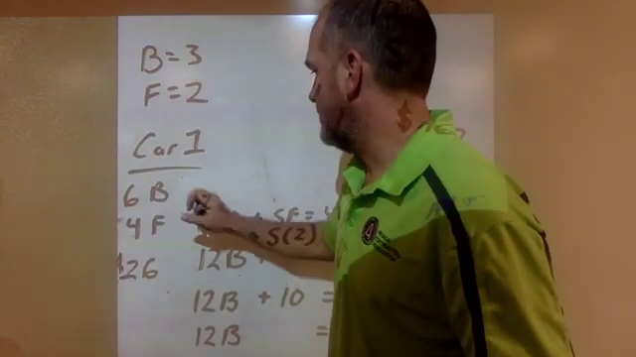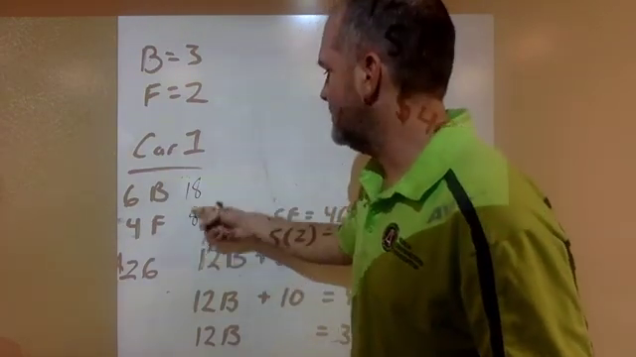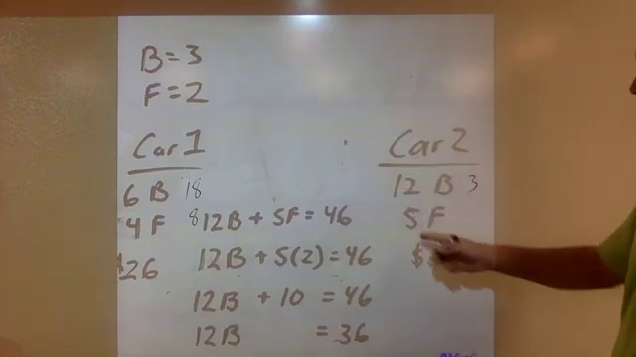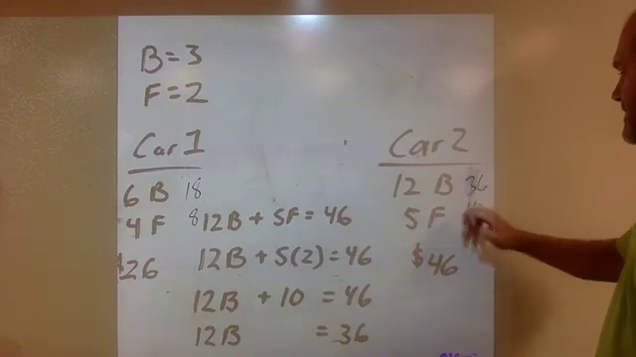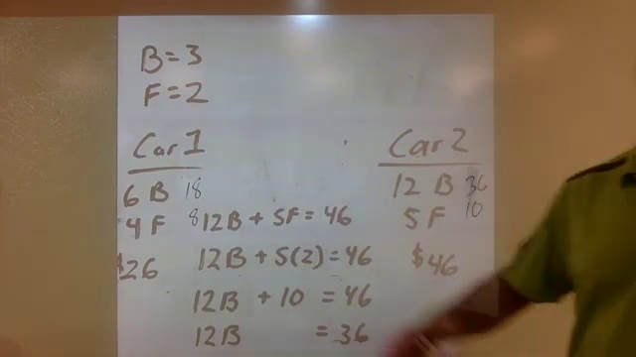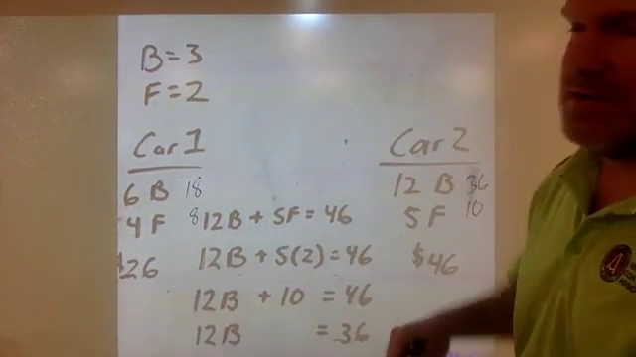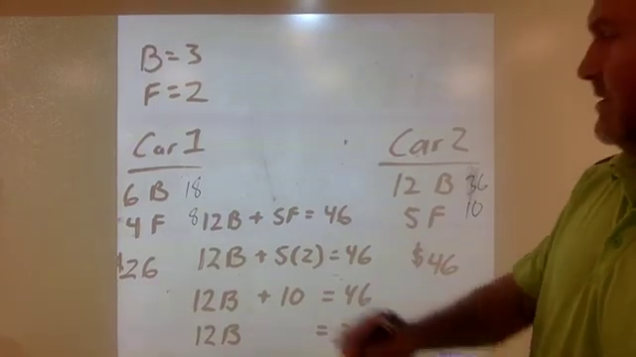6 burgers at $3 a piece, that's 18. 4 fries at $2 a piece, that's 8. 18 plus 8 is 26. Over here, 12 burgers at $3 a piece is 36, 5 fries at $2 a piece, that's 10. 36 and 10 is 46. Boom, it's good. So the lesson here is subtract the 2 equations from each other after one of the variables is exactly the same.